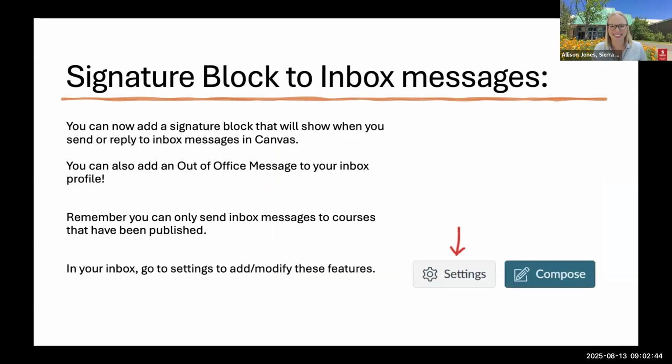Yeah, so the inbox messages: if you go to your inbox, click on the settings in the upper right, you can add a signature block, which is nice because you can have all the information that we normally have in our email signature blocks. The inbox lives inside Canvas. And that's where you'd also add your out of office message, which is really nice.